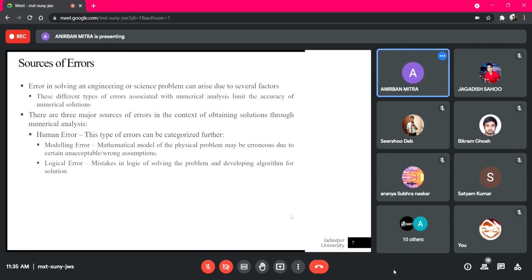Next, we have logical error. These may occur in the logic of solving the problem. That is, the algorithm that you have developed for obtaining the solution has got certain errors in it. It does not truly replicate the numerical method that you are trying to create. So that kind of an error is known as a logical error.